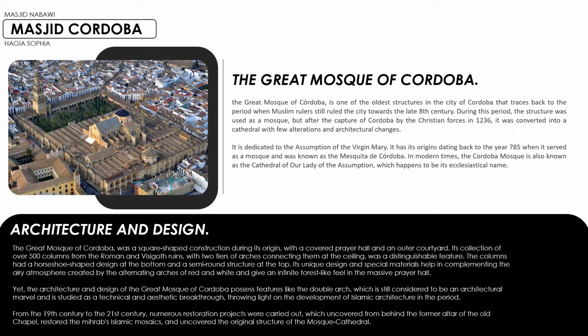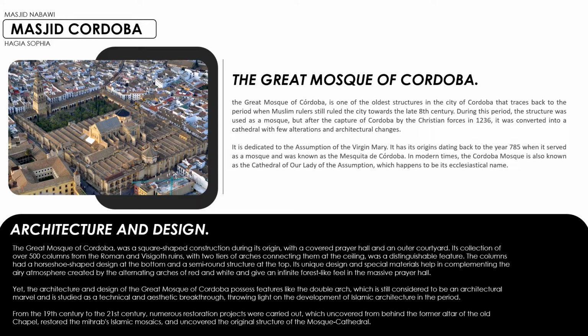The Mosque of Cordoba is one of the oldest structures in the city of Cordoba that traces back to the period when Muslims ruled the city toward the late 8th century. During this period, the structure was used as a mosque, but after the capture of Cordoba by the Christian forces in 1236, it was converted into a cathedral also known as the Cathedral of Our Lady of Assumption.